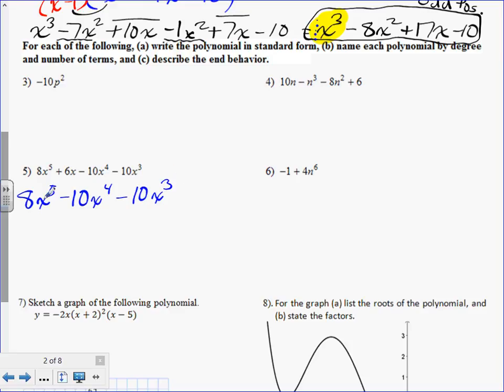To the third, so x to the fifth, x to the fourth, x to the third, okay? That's it. So step one, it said standard form. Very good. Okay, step two, degree. Awesome. And hey, what we just learned a word for that, didn't we? Quintic. Yep, quintic.